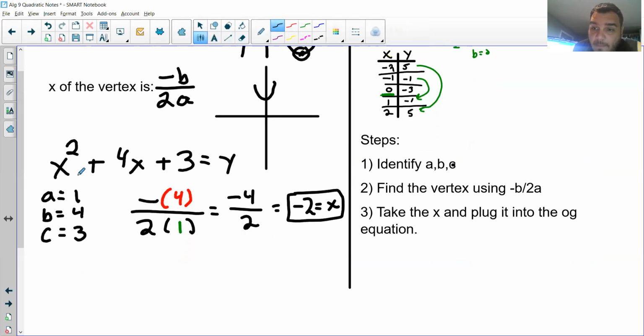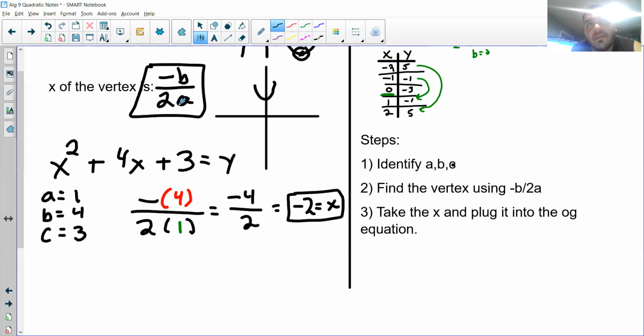Wait, how did I get x? I used the formula. But how does the x of the vertex look? Why is it b? That's what I don't like. I got -2, but why does it solve x? Why does it become negative b over 2a? Why is this the formula?